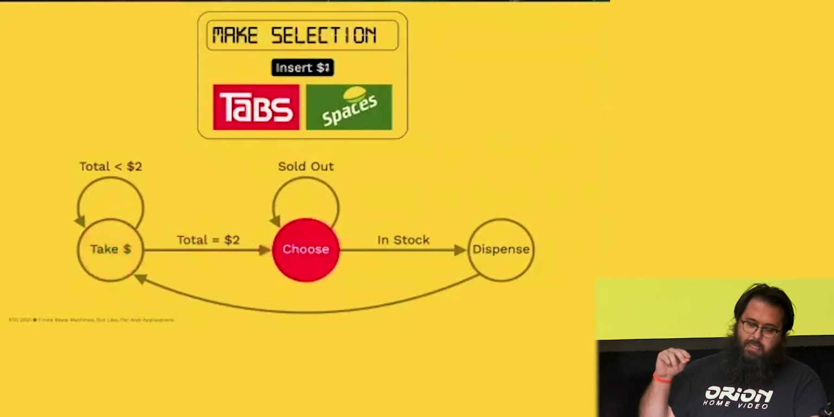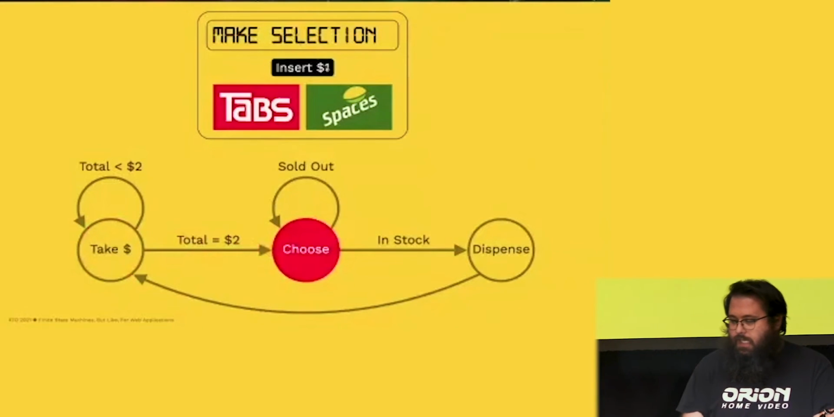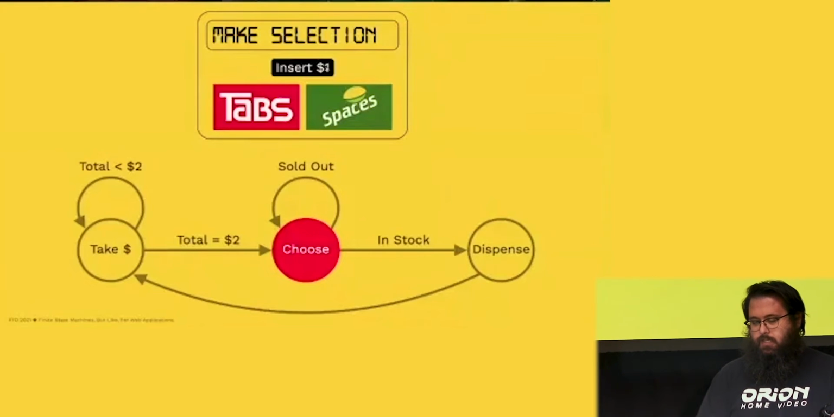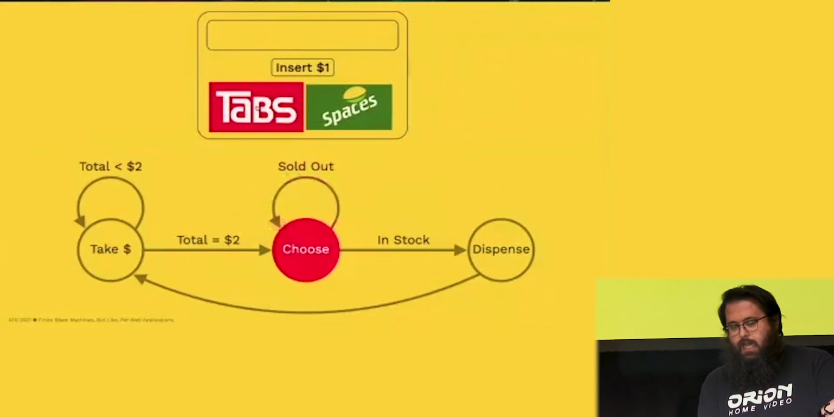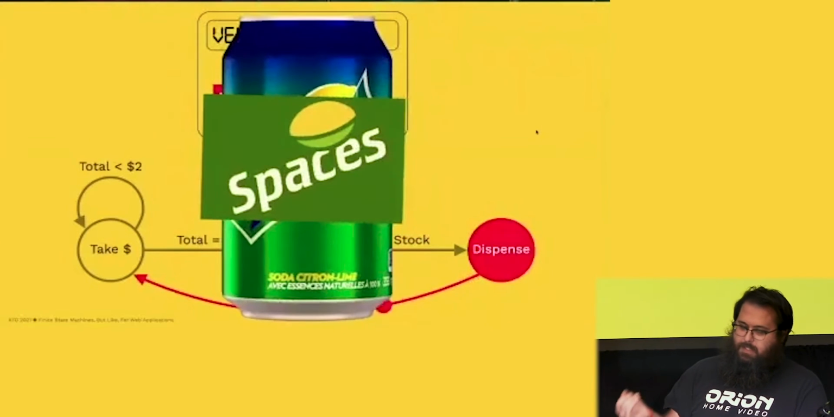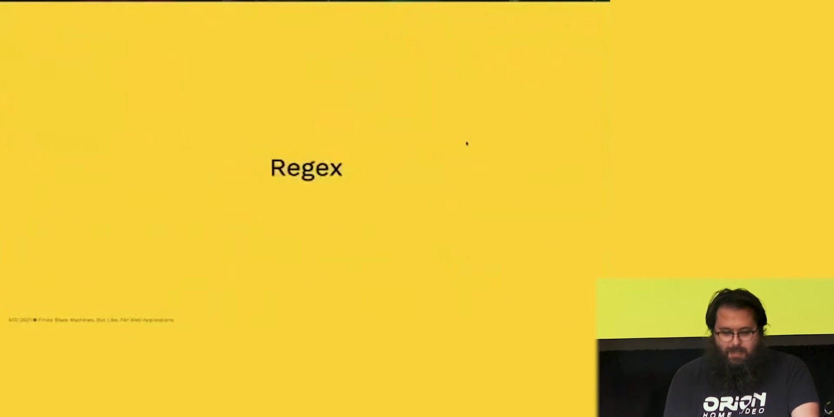Insert again, and we reach our $2, and now we're in a choose state, and the LED or LCD has changed into a make selection message. If I try to buy tabs, it's sold out. If I try to buy spaces, it's in stock, and it will dispense my soda again.